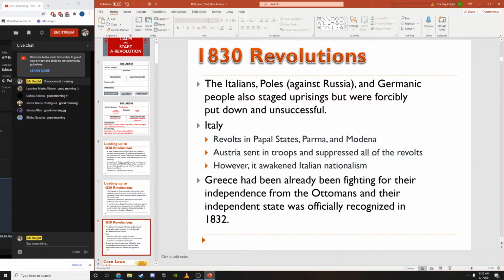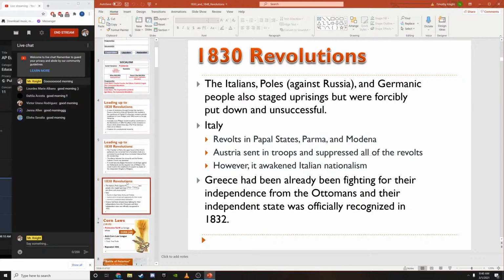Italy had revolts in the Papal States, Parma, and Modena. Austria sent in troops and suppressed all of the revolts. However, it awakened Italian nationalism, and after that, we would see Italy start progressing down the road of becoming unified. And then Greece, which we talked about last class, had already been fighting for their independence from the Ottomans, and their independent state was officially recognized by the London Protocol in 1832, which we already talked about.